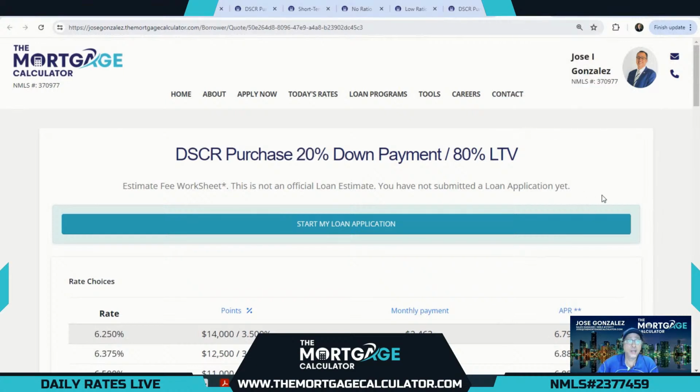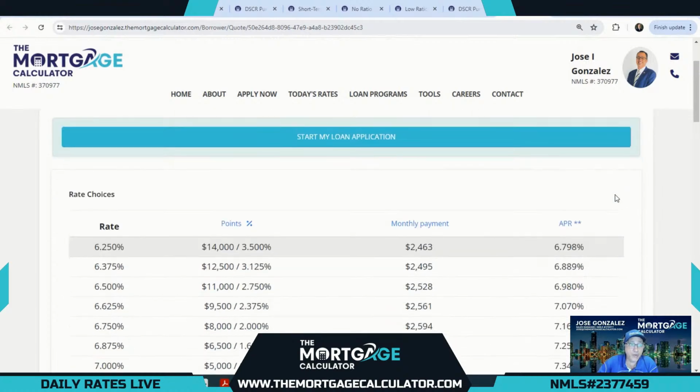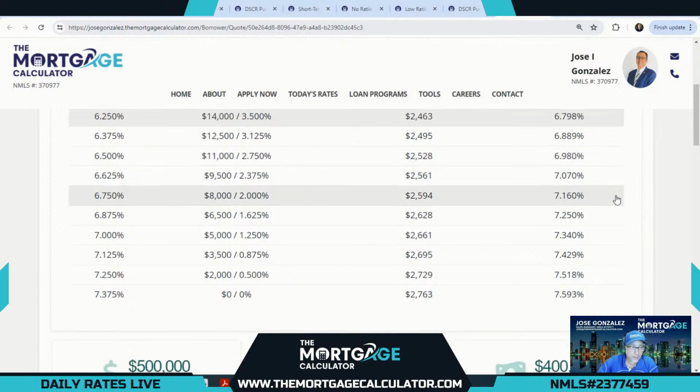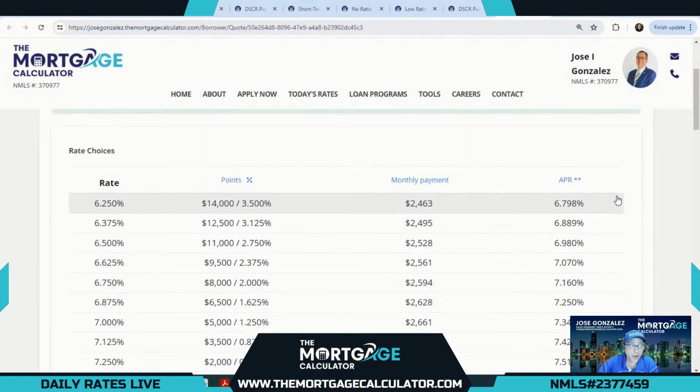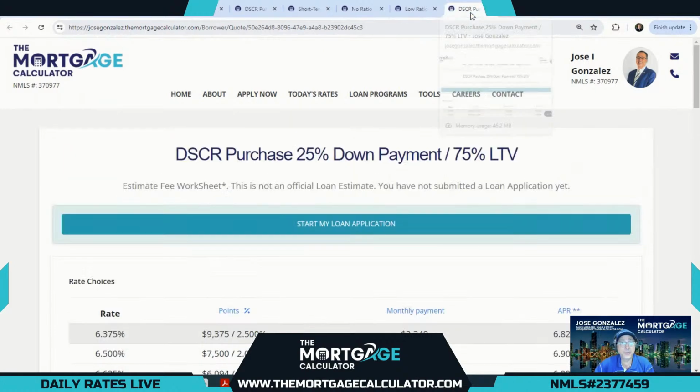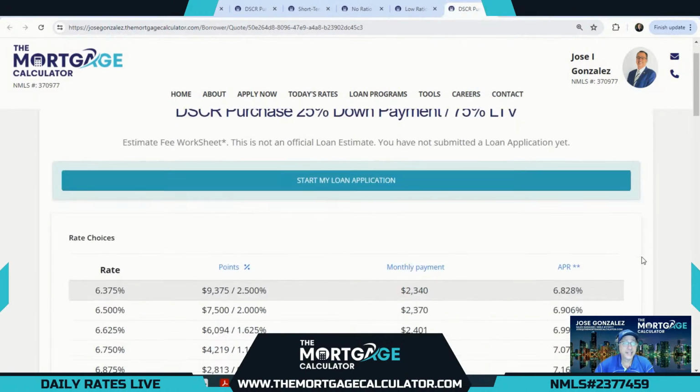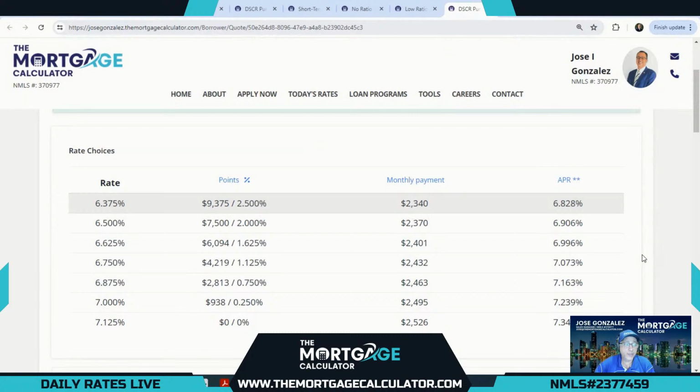Our second option here is our more standard 20% down DSCR option. Lowest cost option is 7.375, which is at par, and you can buy that down all the way to 6.25. That's a beautiful rate and not a typo. In our 25% down option, 7.125 is our lowest cost option at par, and you can buy that down to 6.375 at a cost of 2.5 points.